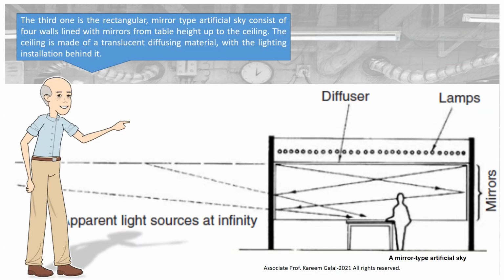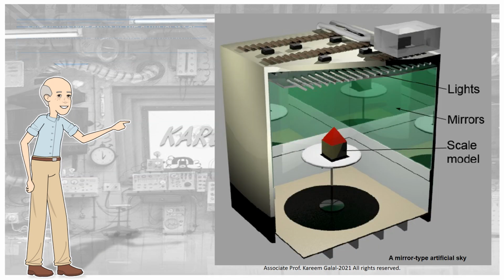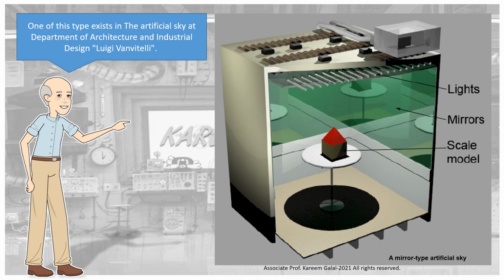The third one is the rectangular, mirror-type artificial sky. It consists of 4 walls lined with mirrors from table height up to the ceiling. The ceiling is made of a translucent diffusing material, with the lighting installation behind it. It is called a mirror-type artificial sky. One of this type exists in the artificial sky at the Department of Architecture and Industrial Design Luigi Vanvitelli.